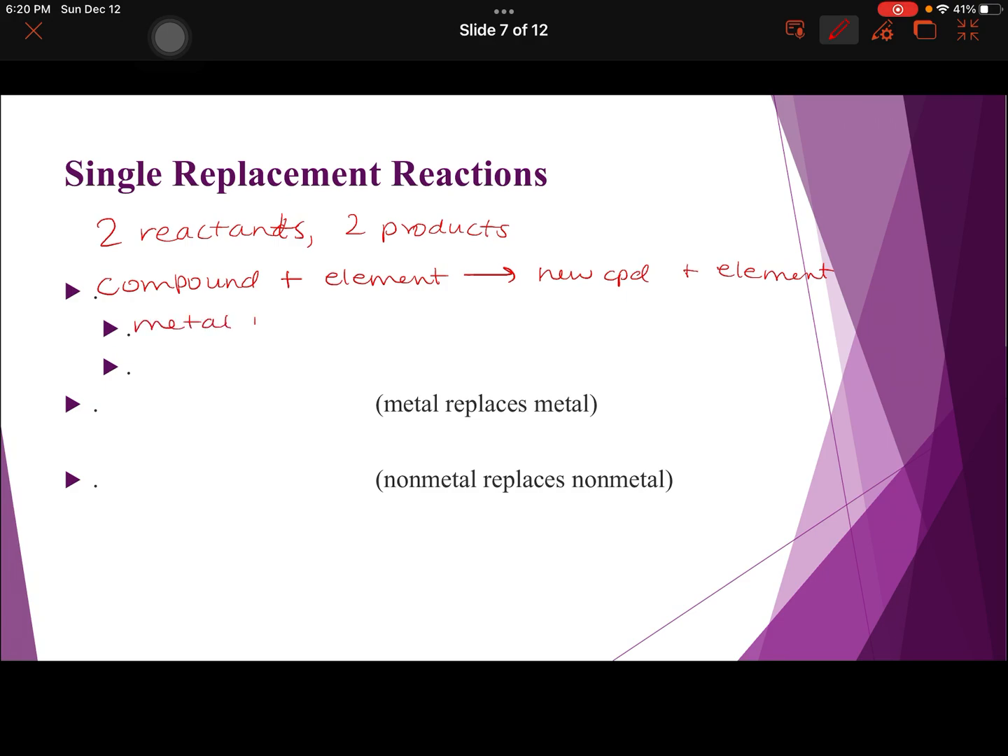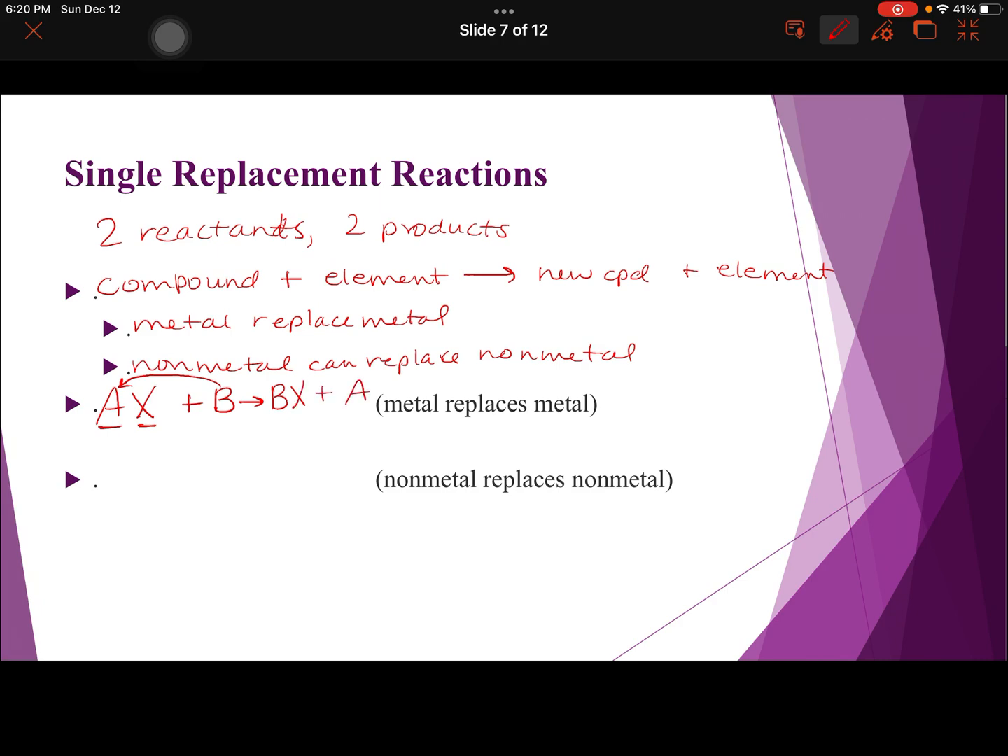So the two different options you have are a metal can replace a metal, or a non-metal can replace a non-metal. I like to think of this as an upgrade reaction, and I will show you what I mean. So the format this can take on is you can have a compound, two different elements, react with an element, and what would happen is B would come in and replace A. So now the new compound would be BX and A would be left out.